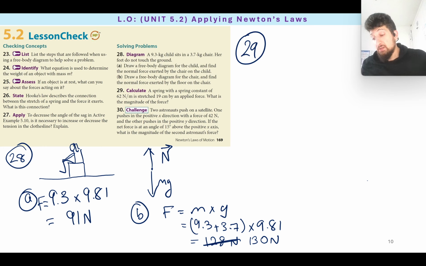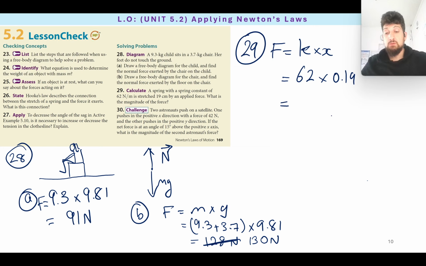A spring with a spring constant of 62 is stretched 19 centimeters by an applied force. What is the magnitude of the force? Easy. Force equals spring constant multiplied by x, which is the stretch. As we already said, that would preferably be in meters. 62 multiplied by 0.19 equals about 12 newtons.